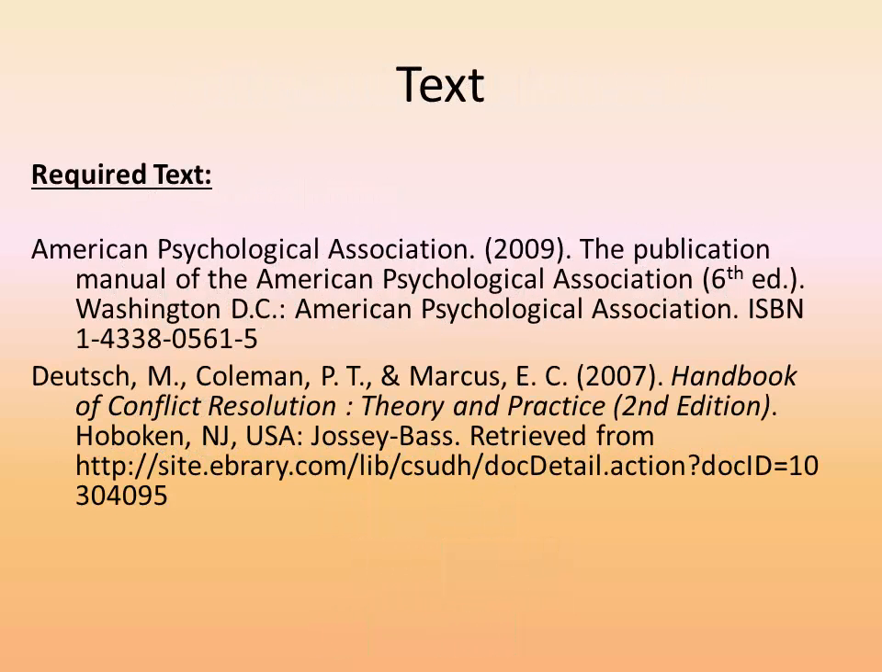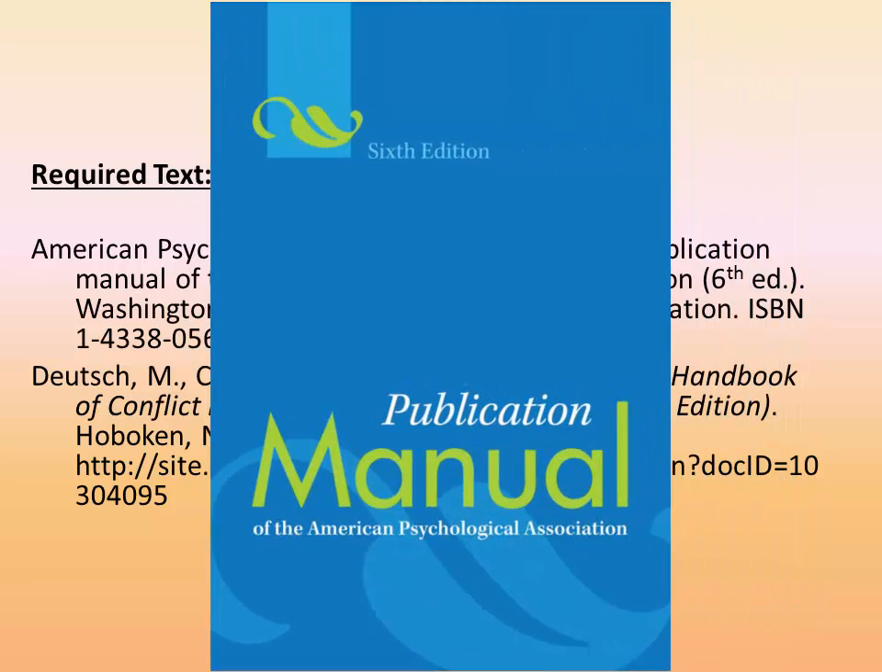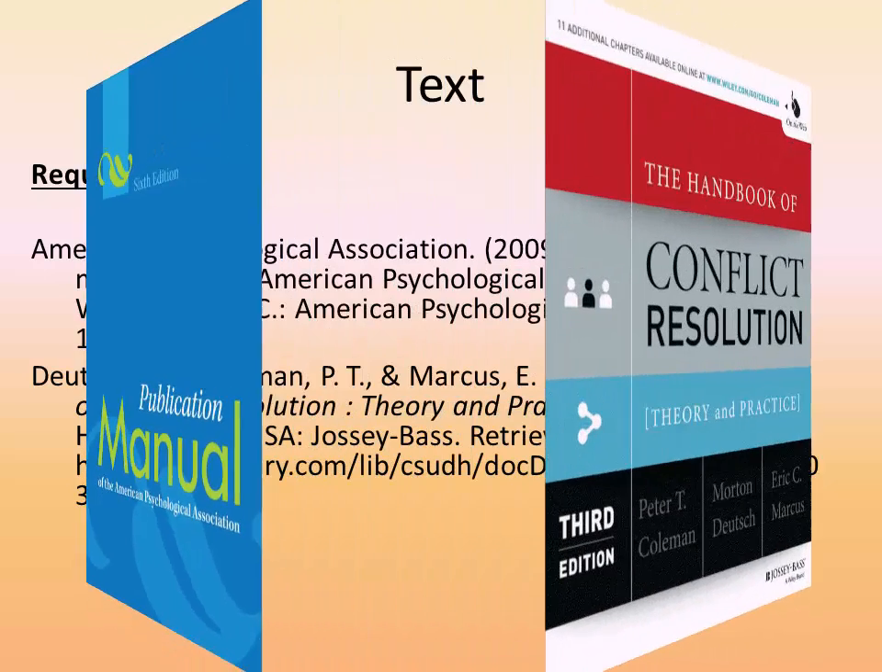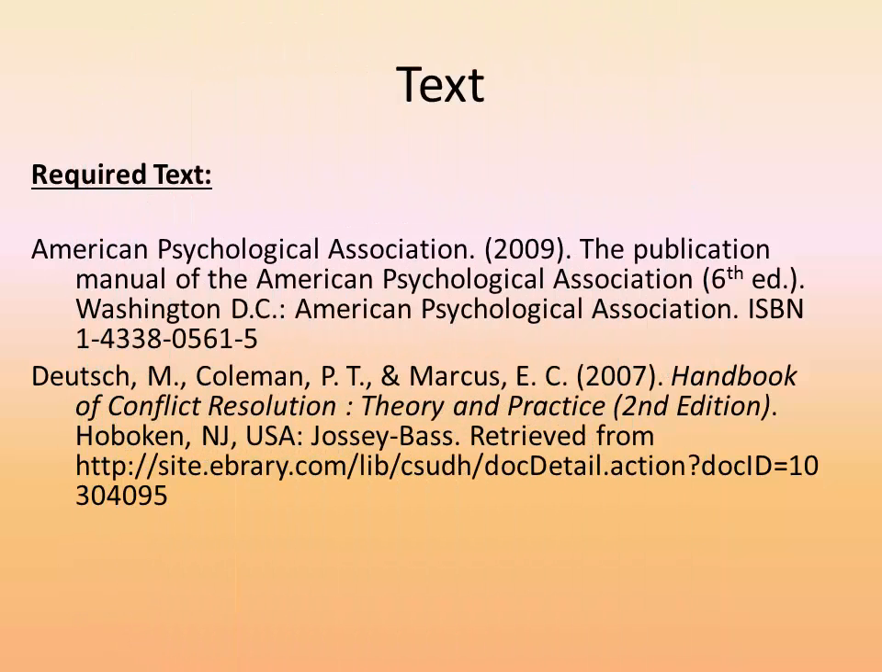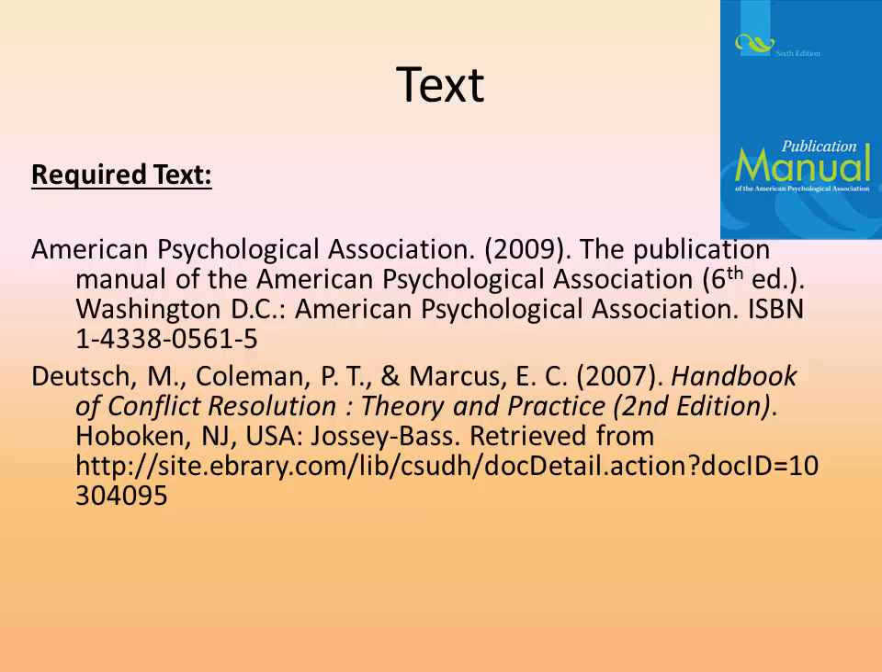The two required textbooks for the course are the Publication Manual of the American Psychological Association, also referred to as APA for short, and the Handbook of Conflict Resolution. You need to have the APA easily accessible when you are writing the portfolio. I use the Kindle version and I copy comments from the Kindle screen and paste them as balloon comments on your Word document for quick reference when making corrections.